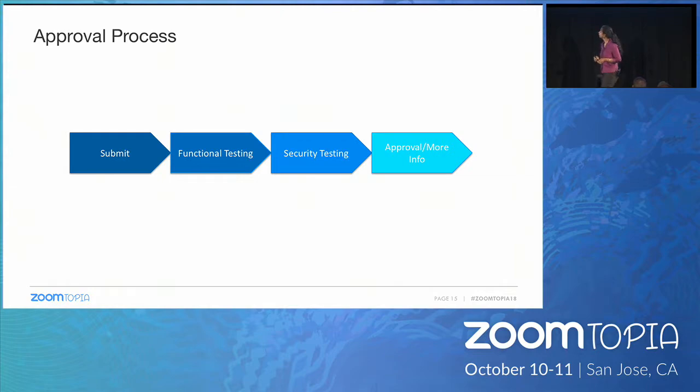Once your app gets submitted, it goes to a functional testing phase where we test for the functionality of the app. Once it passes the functional testing, it goes to a security testing phase where we test for the security and we will check for any vulnerabilities that would expose our user data. Once it passes the security testing, our approver should be able to approve your app. During any of this process, if we need more information, our approver will contact the developer seeking more information.